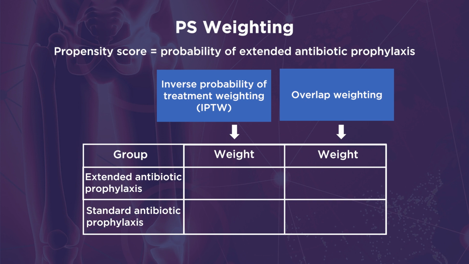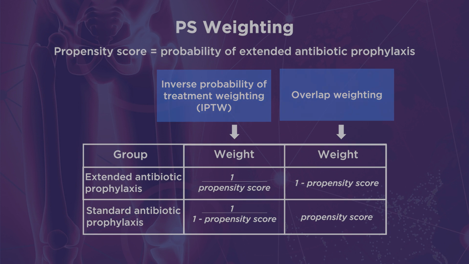Using IPTW, patients in the extended antibiotic group will be weighted by 1 over the propensity score, while patients in the standard antibiotic group will be weighted by 1 over 1 minus the propensity score. In contrast, if overlap weighting is used, patients in the extended antibiotic group will be weighted by 1 minus the propensity score, while patients in the standard antibiotic group will be weighted by the propensity score.